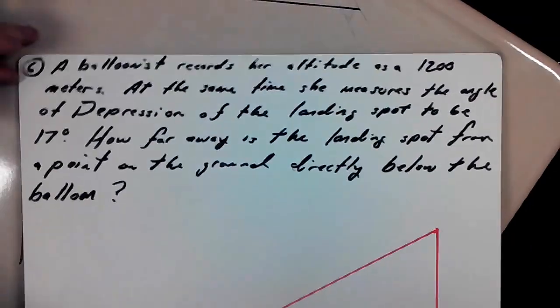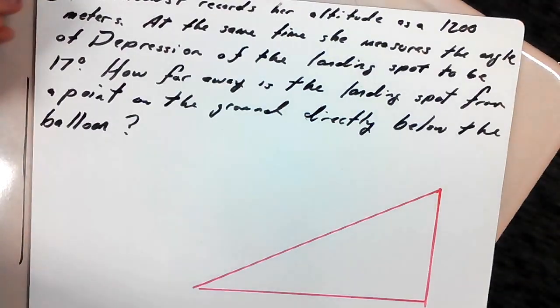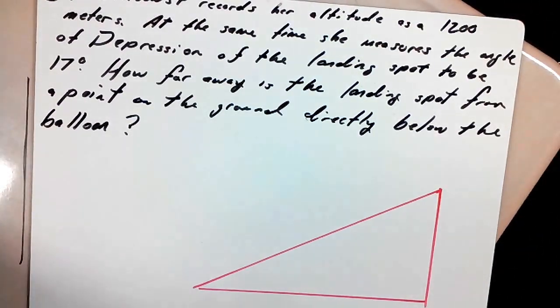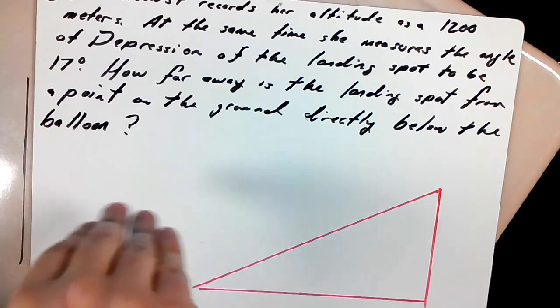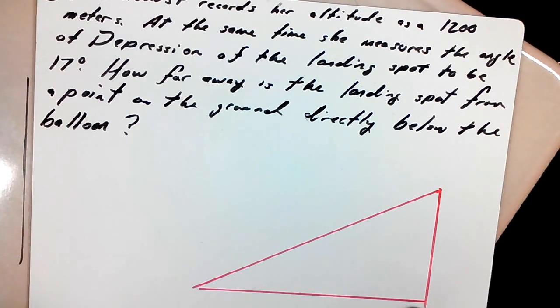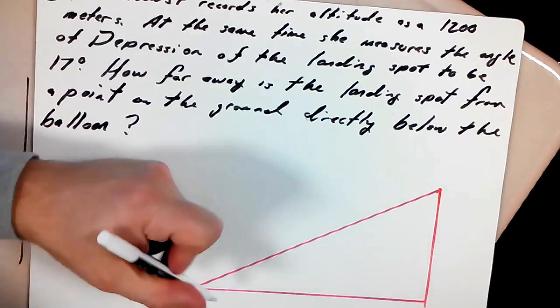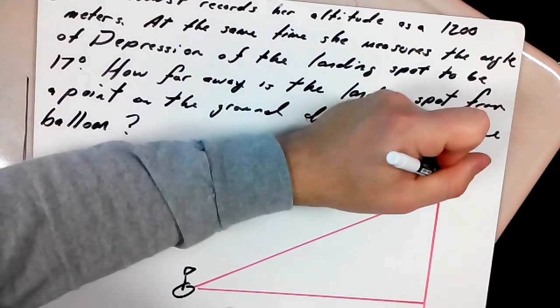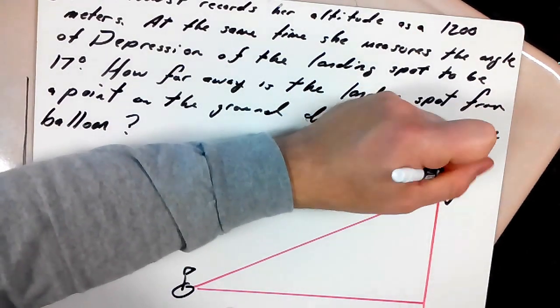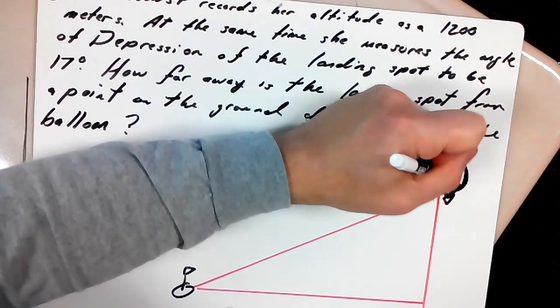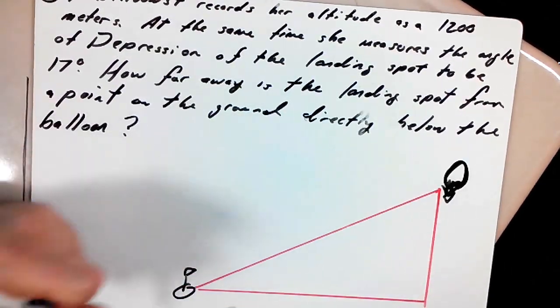This one's about a balloonist. Okay, and we have a balloonist who records her altitude at 1,200 meters. At the same time, she measures the angle of depression of the landing spot to be 17 degrees. How far away is the landing spot from a point on the ground directly below the balloon? Okay, so this is the distance from the landing spot to the balloon. Okay, there's my balloon, something like that. All right, and this is the distance we want to find.